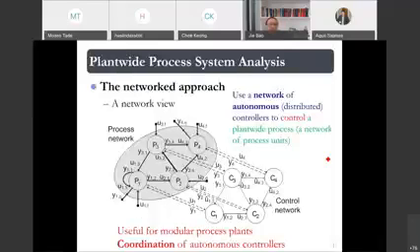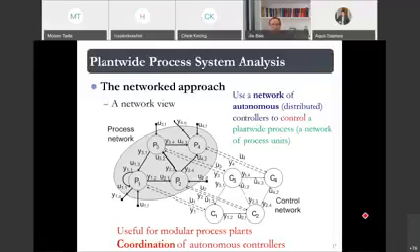Okay, so let's look at the network approach. What we do here is that we see the process network, the plant-wide process, as a network of process units. So for example, P1, P2, P3, P4 are different process units. And each unit or subsystem is controlled by a controller. So C1 controls P1, C2 controls P2, and so on and so forth. And the controllers talk to each other to form a controller network. So the idea is that we use a network of controllers to control a network of process units.